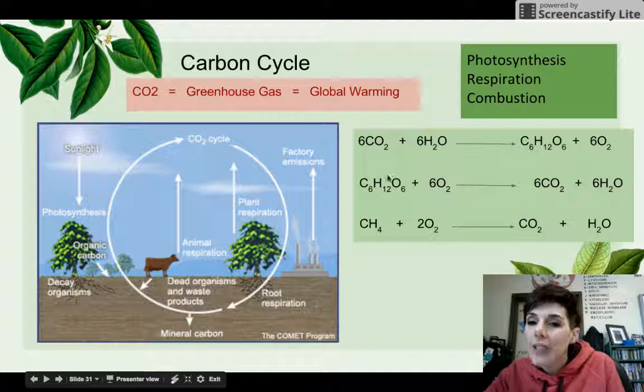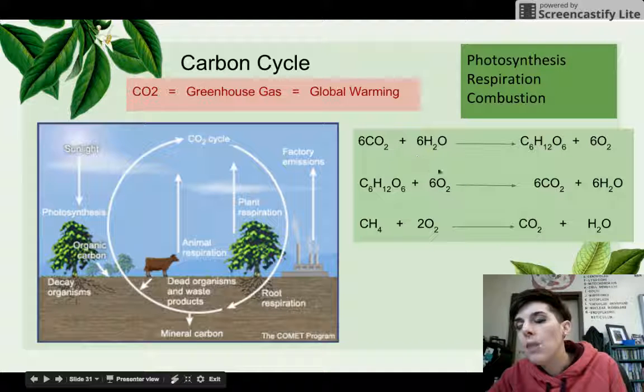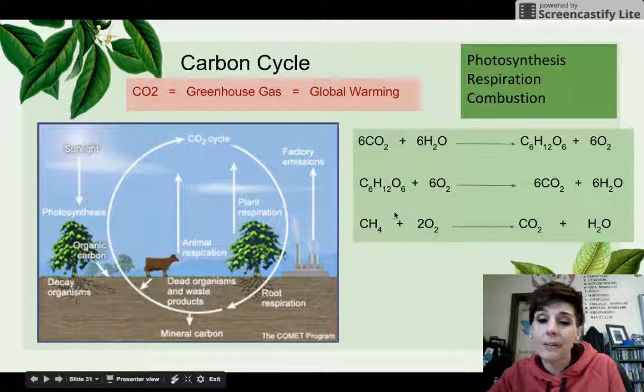Without oxygen, we cannot survive. And without carbon dioxide, plants cannot survive. So you can see both of these equations are simply reverses of one another.